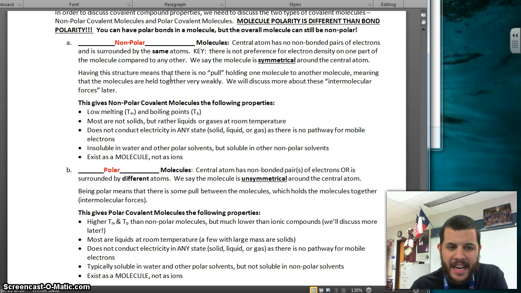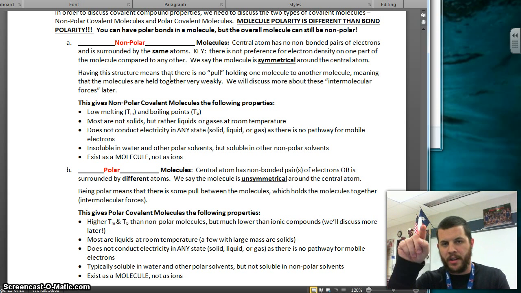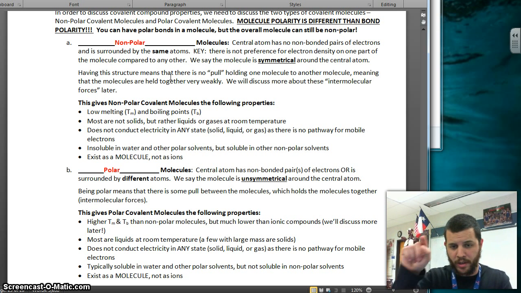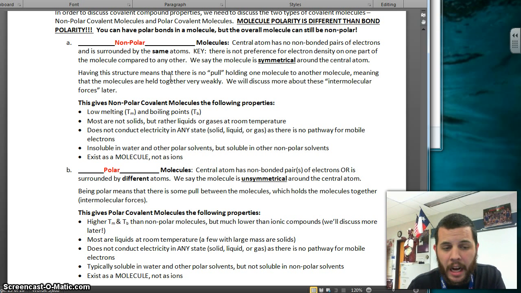In a nonpolar molecule, remember, you've got a central atom, and you've got four things that are exactly the same around it, or three things, or two things, whatever, five things even. As long as every atom is the exact same around a central atom, it's considered to be nonpolar. So like AsBr5, you have bromine, bromine, bromine, bromine, bromine, or NH4 plus, you'd have hydrogen, hydrogen, hydrogen, hydrogen. Those are going to be examples of nonpolar molecules.